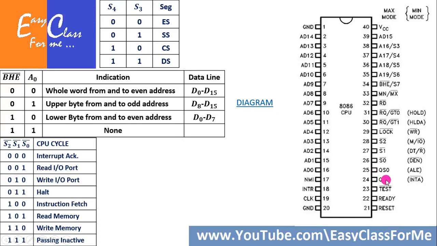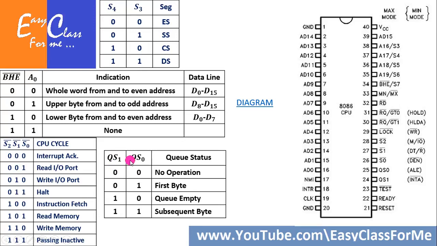Now this QS0 and QS1, they stand for Q. We have seen that there is a queue of 6 bytes in the architecture of the microprocessor, which is used to fetch instructions from the external memory into itself for execution purposes, and the parallel operation of the execution unit and the bus interface unit was called pipelining. To indicate this status of Q, we use these two pins QS1 and QS0.